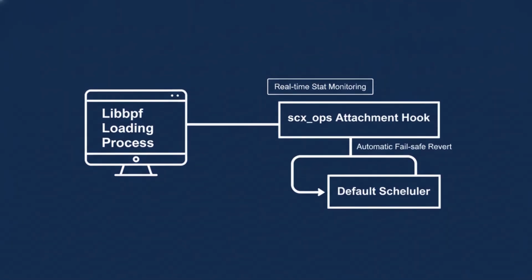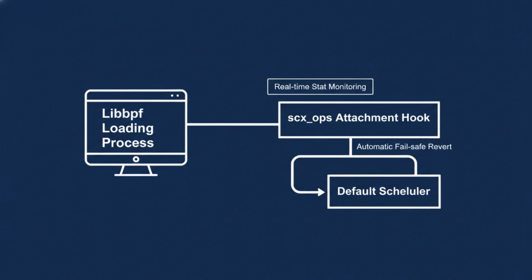A SCHED-X scheduler isn't just kernel code. It requires a user space component to load the BPF program into the kernel. The user space side of SCHED Simple uses libBPF to handle the heavy lifting. It opens the BPF object file, loads it into the kernel, and attaches the SCX ops structure to the scheduling subsystem.